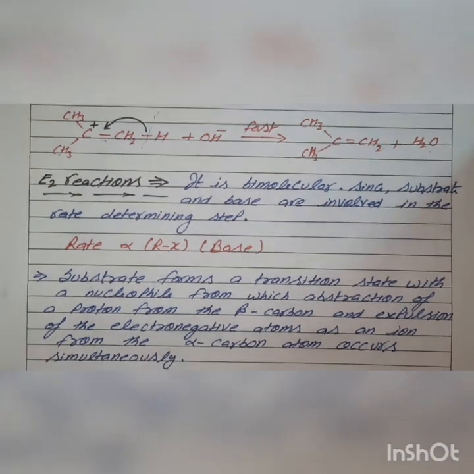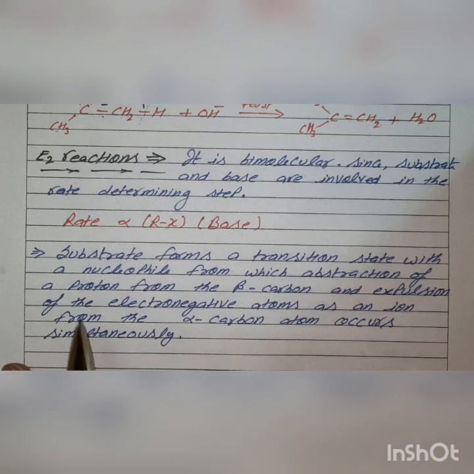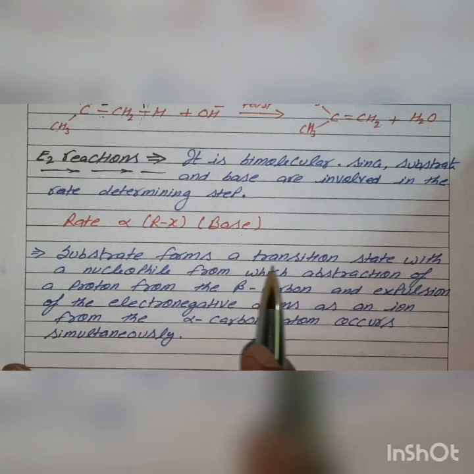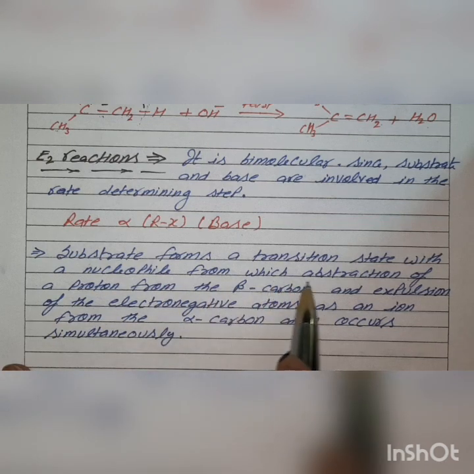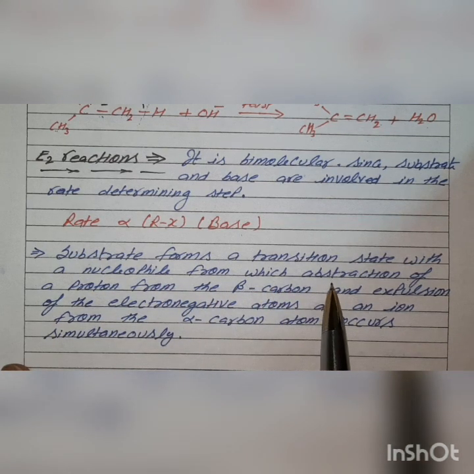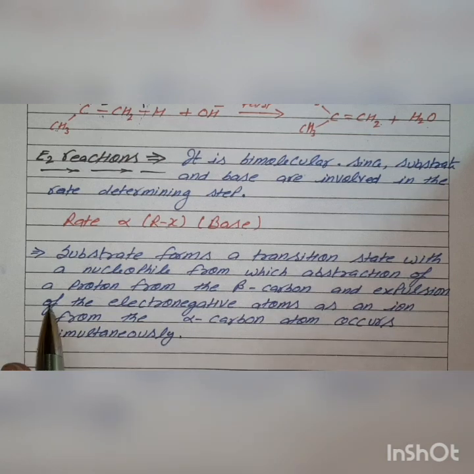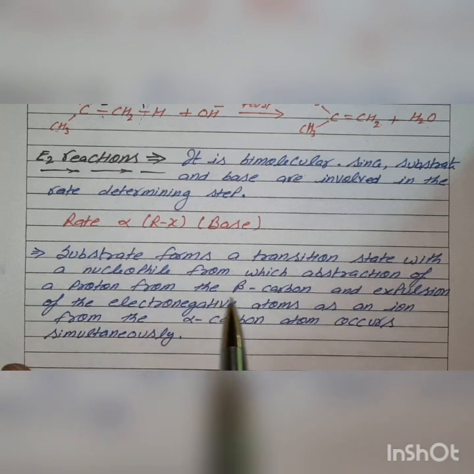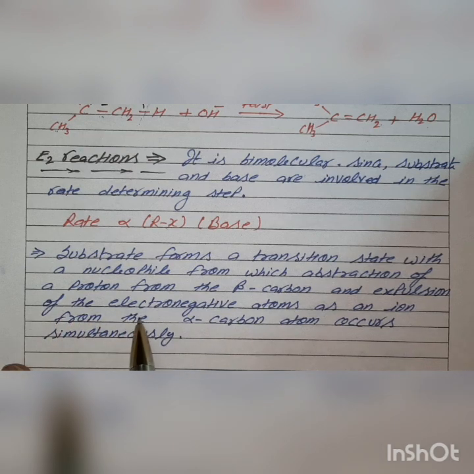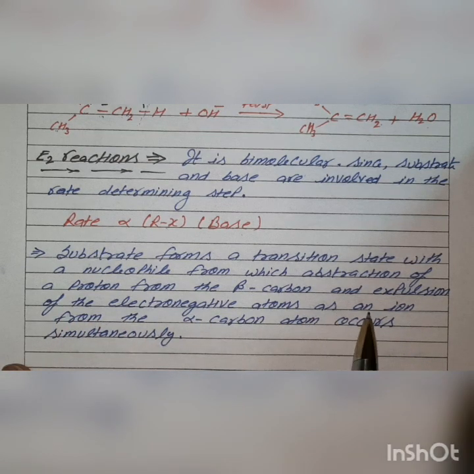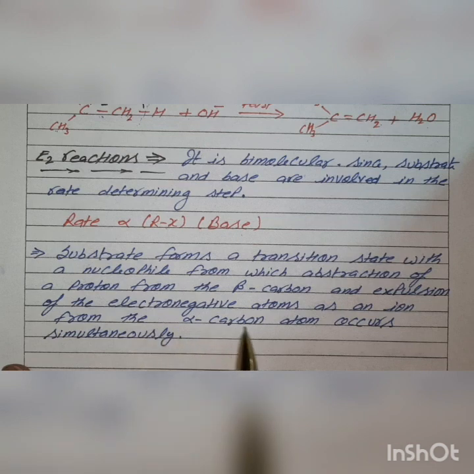The substrate forms a transition state with a nucleophile, from which abstraction of a proton from the beta carbon and expulsion of the electronegative atom as an ion from the alpha carbon atom occur simultaneously. Okay, very clearly.